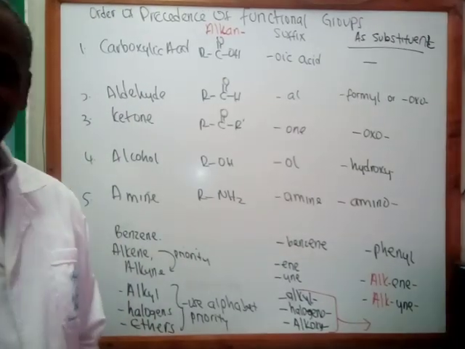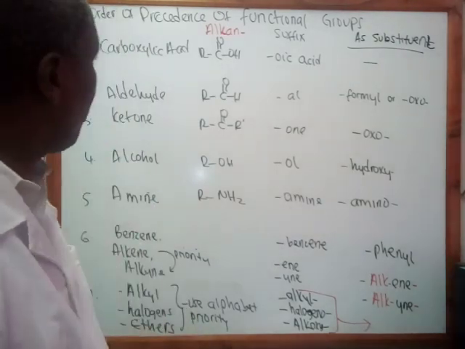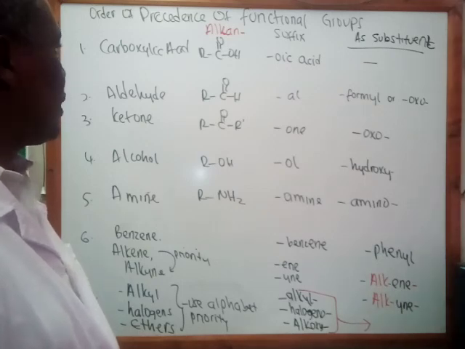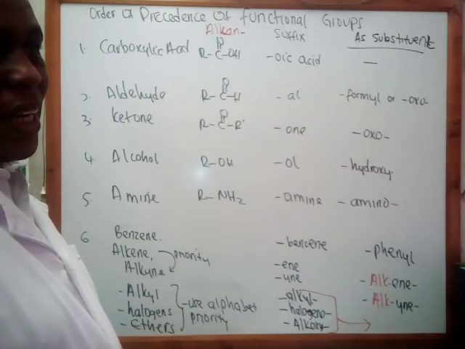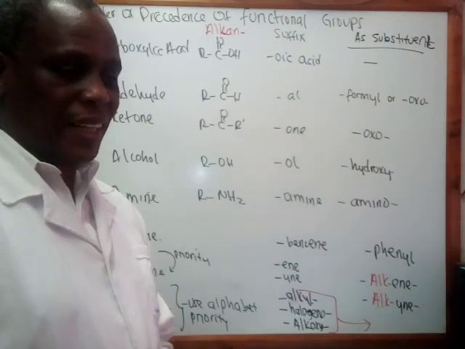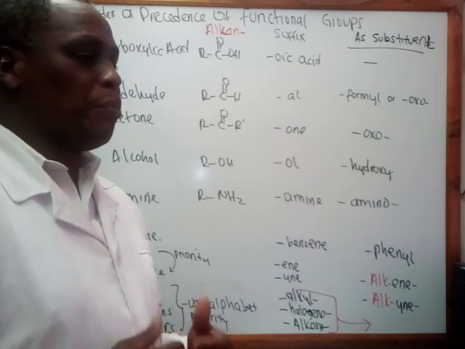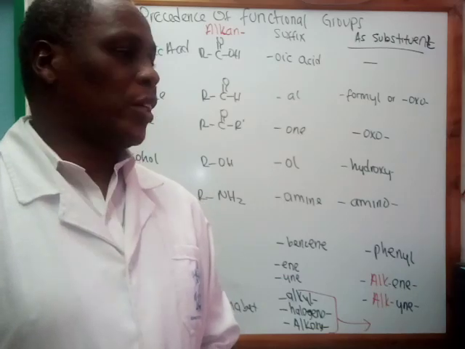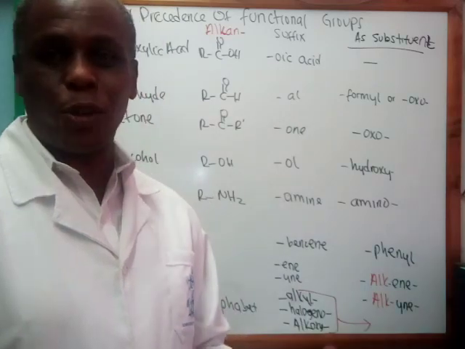Okay, engineering students, let us proceed from where we left last time. Now, I want to look at the order of precedence of functional groups. The IUPAC came up with a ranking, meaning that if you're going to have more than one functional group, you need to use this rule to be able to say this is the main functional group.